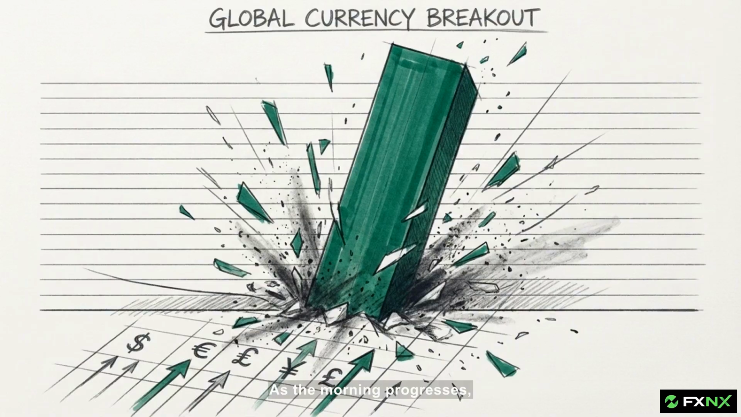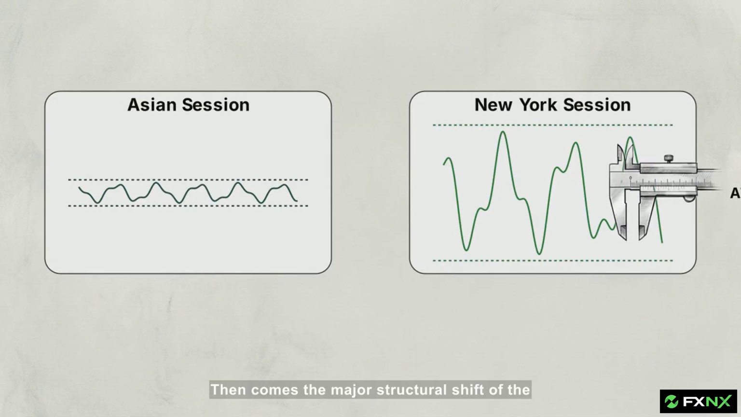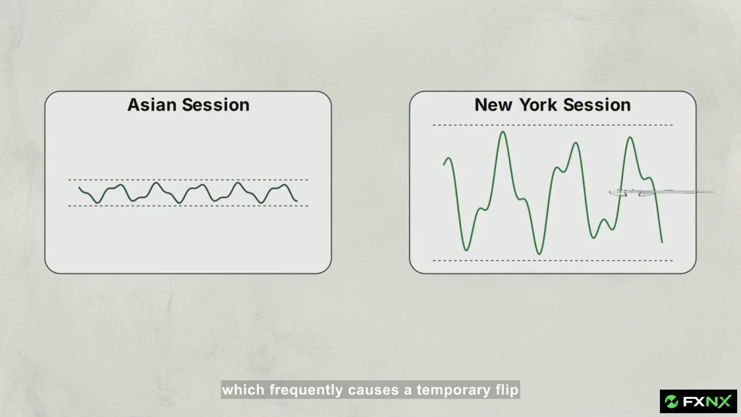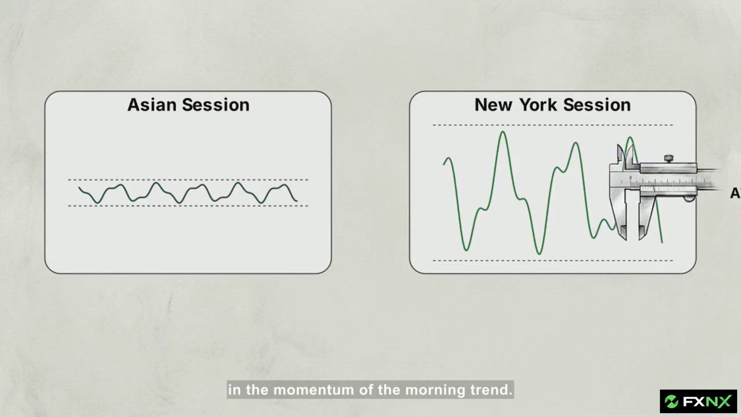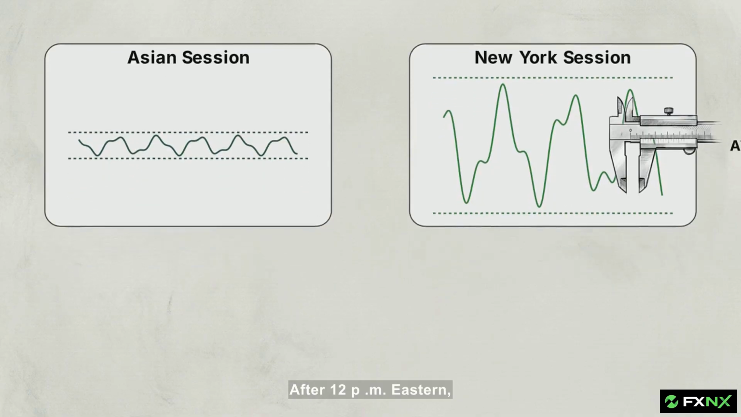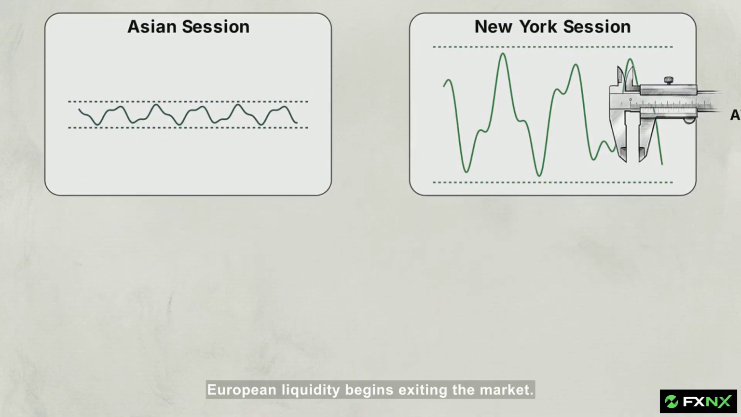As the morning progresses, you must prepare for the 10 a.m. reversal. European traders often begin taking their profits around this time, which frequently causes a temporary flip in the momentum of the morning trend. Then comes the major structural shift of the day. After 12 p.m. Eastern, European liquidity begins exiting the market. By 1 p.m., the London market is officially closed.